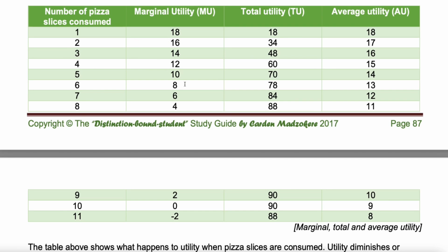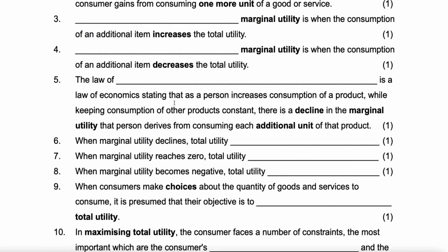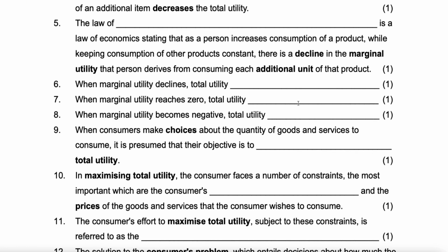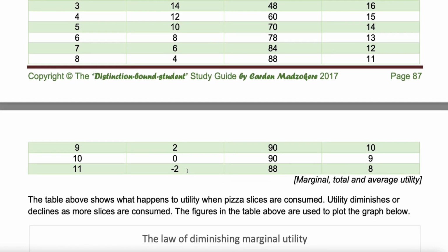Okay, so basically that's that. I think you get it. So if we come back to this part now, that says when marginal utility declines, total utility increases. Now it makes sense. When marginal utility reaches 0, total utility is maximized. When marginal utility becomes negative, total utility declines. Okay, look here. When it reaches 0, then it's maximized. Even there it's maximized. Then negative, it starts to decline.